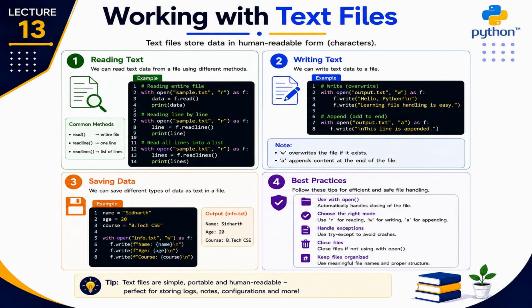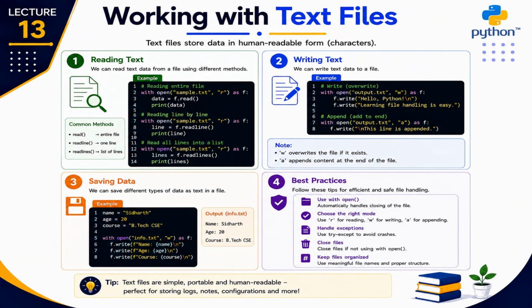Now let's learn about working with text files in Python. Text files are files that store data in human readable format using characters. They are commonly used for things like notes, logs, configuration files, and simple data storage.